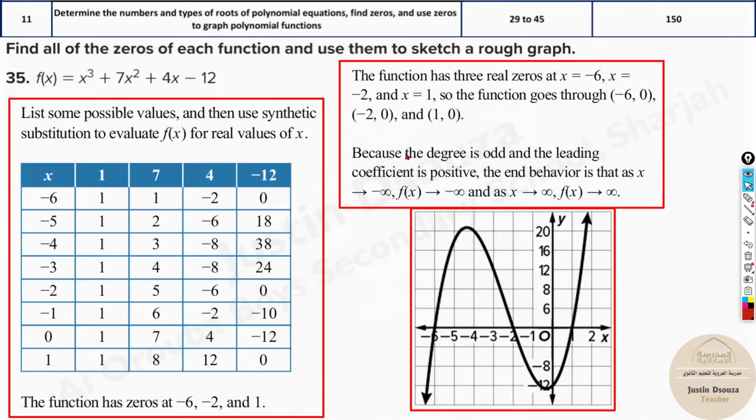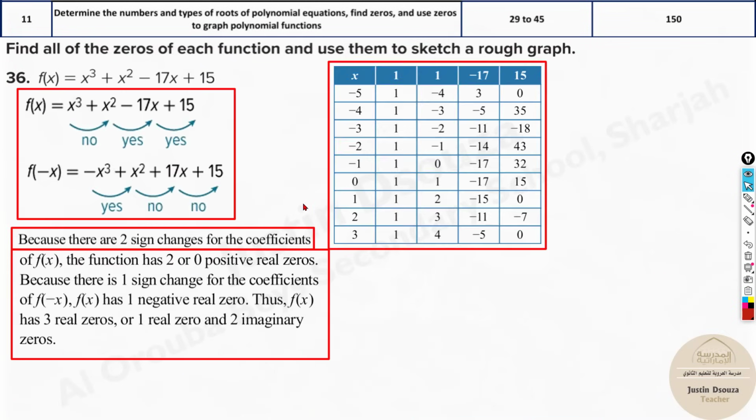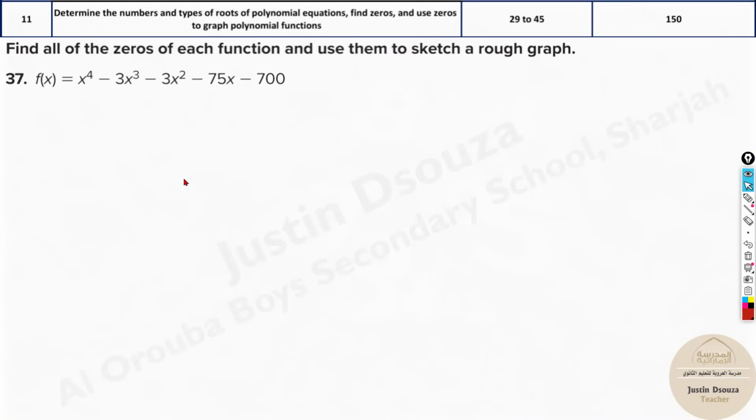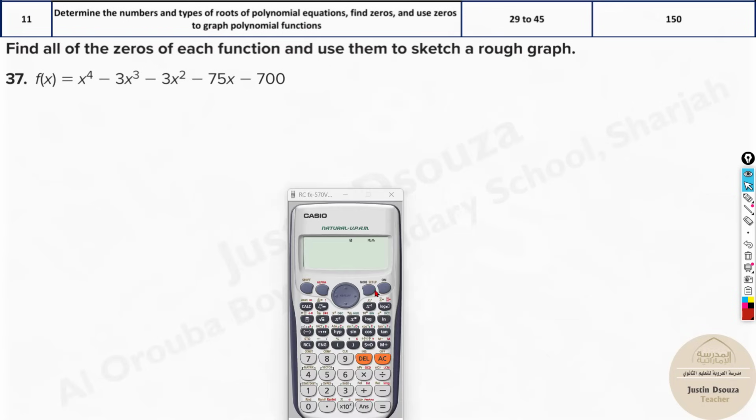This one is very simple. Just do mode 5 and 4, you will get these answers. And here as well, again, it's a quadratic directly. And we did such a problem already. I'll show you the calculator part. You need to press mode 7 and type this equation.